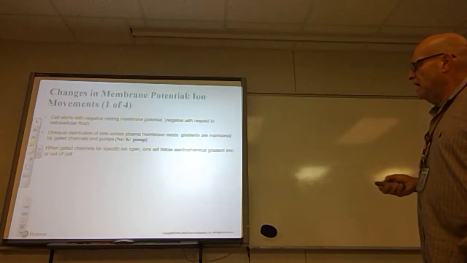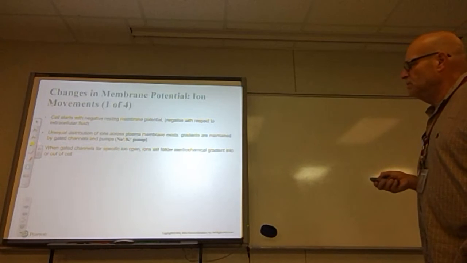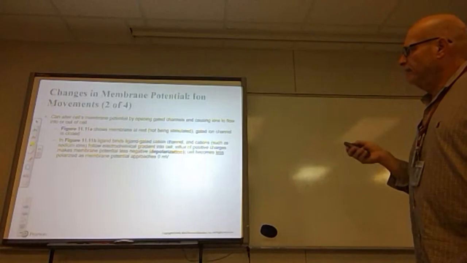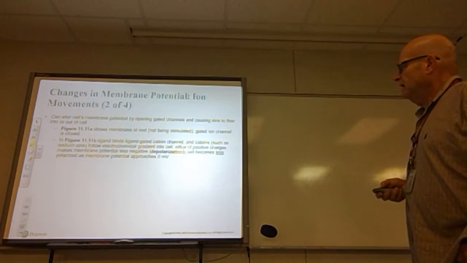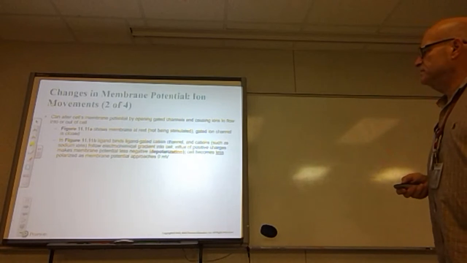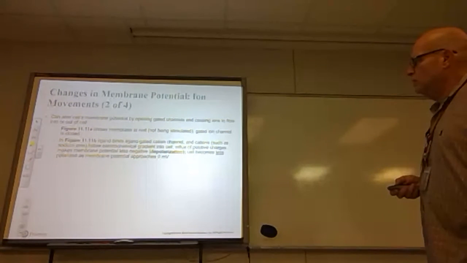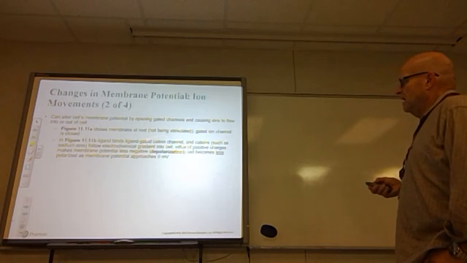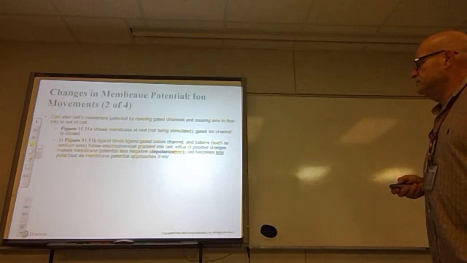When the gated channels for a specific ion open, that ion will flow down the electrochemical gradient into or out of the cell. Again, following the gradients. These types of movement can alter a cell's membrane potential by opening gated channels and causing ions to flow into or out of the cell. This figure that I'm going to show you in just a second shows a membrane at rest when it's not being stimulated. Then the second one is going to show a ligand-gated cation channel. Cations are positively charged, and cations such as sodium follow the electrochemical gradient into the cell.